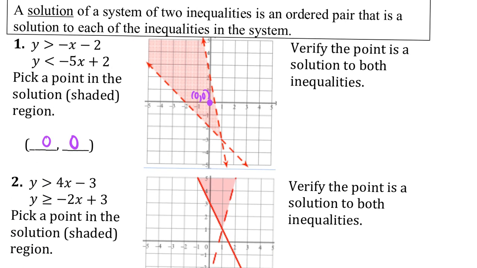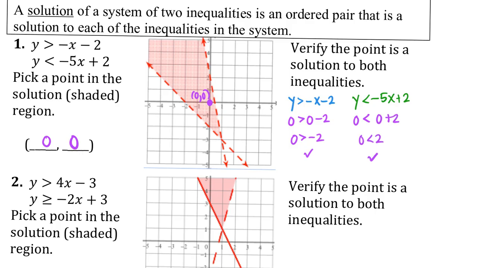Okay, I'm going to copy the first one, just so you know which one I'm copying. If I plug in x is 0 and y is 0, I get 0 is greater than 0 minus 2. 0 greater than -2? Yes, it is. Now let me check it in the other inequality. 0, 0. So 0 is less than negative 5 times 0 plus 2. 0 is less than 2, yes.